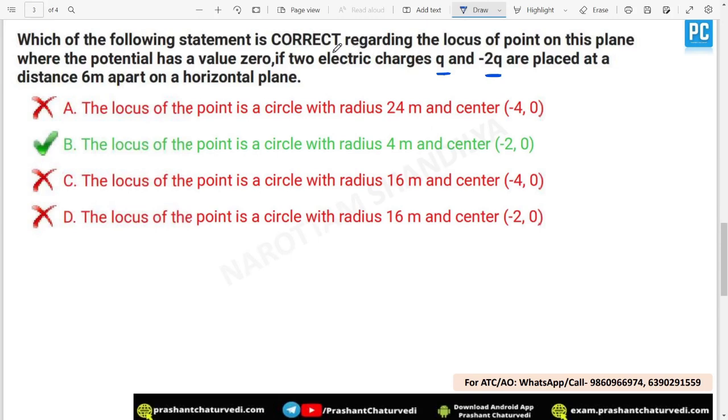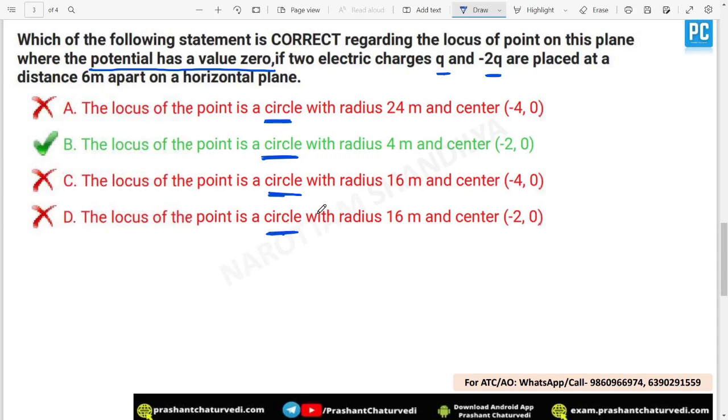So let us first see the locus of points on this plane where the potential has a zero value. Okay, so you have to calculate potential. You have to simply calculate the locus of such points where the potential becomes zero, and the condition they had given: two charges q and minus 2q are placed at a distance of 6 meters apart on a horizontal plane. In the video lecture I had already told you, whenever you are finding the locus of any such point whose potential is zero, by default the locus is a circle. So this theory I had told you, but in the examination in all four options they had given the circle. So of course you have to make some calculation.